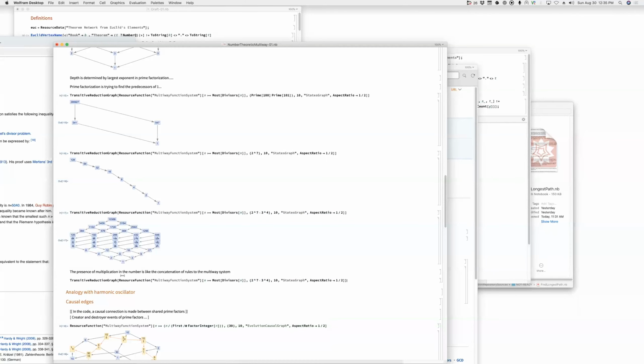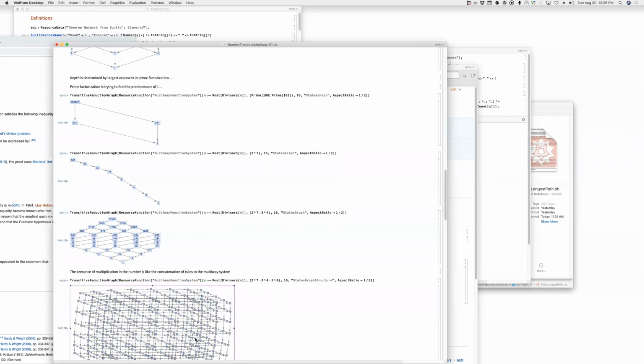Okay, so let's look here. Blow up the aspect ratio. I don't know whether it's relevant or not. Let's say times 5 to the 6. And I don't really want to use this transitive reduction way of doing it. Oh boy, what is that creature?